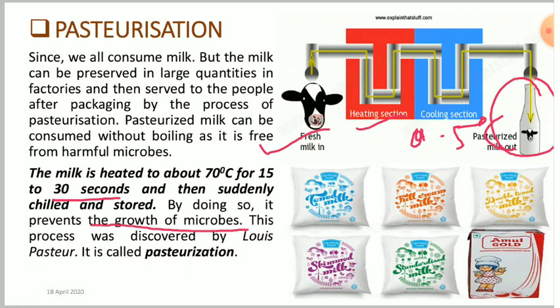By doing so, we can prevent the growth of microbes in the milk, and we can consume pasteurized milk directly without boiling it, because it is free from harmful microbes. So in larger quantity, the milk companies or milk factories preserve the milk with this pasteurization process, and they serve people by packaging this milk. Here are some pictures of the packets: toned milk, standardized milk, skim milk, double toned milk, etc.